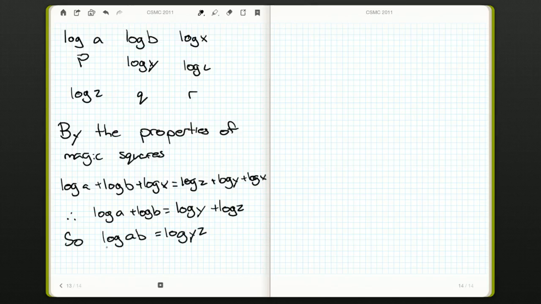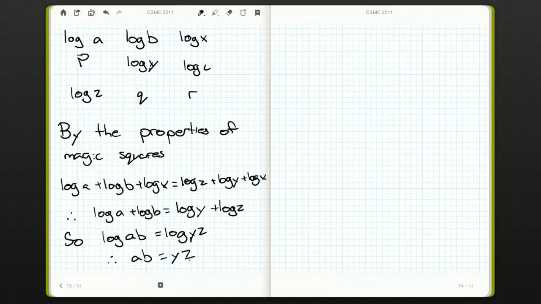So log of a times b is the same as log of y times z. And if we raised both of these to the power of 10, or we just knew some other properties of logarithms, we could easily see that AB is going to be the same as YZ. Okay, so now we have YZ, and that's a part of the product we want.